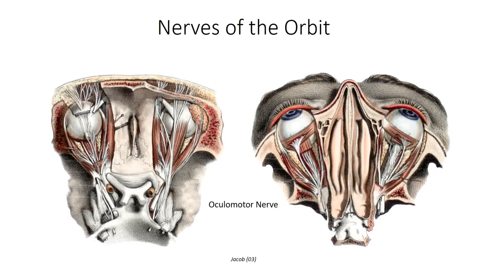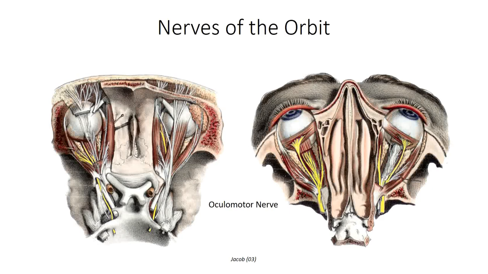The oculomotor nerve is the principal motor innervation to the eye. It passes through the superior orbital fissure, at which point it branches extensively to supply the superior, middle, and inferior rectus muscles, as well as levator palpebrae superioris and the inferior oblique muscle.